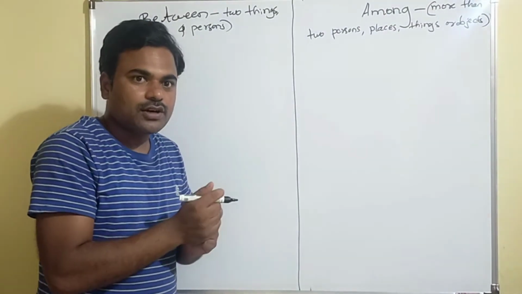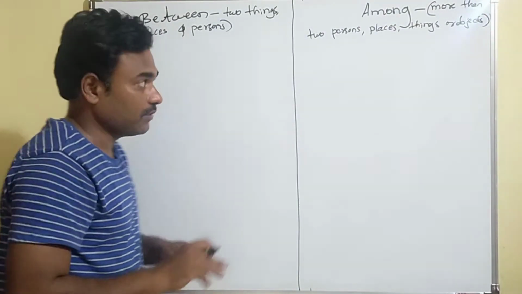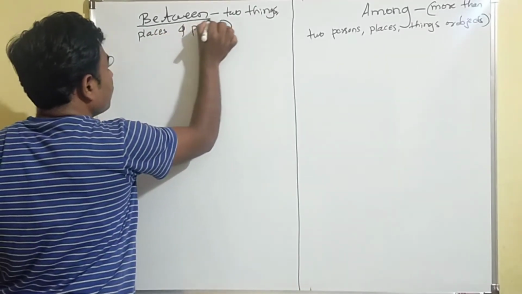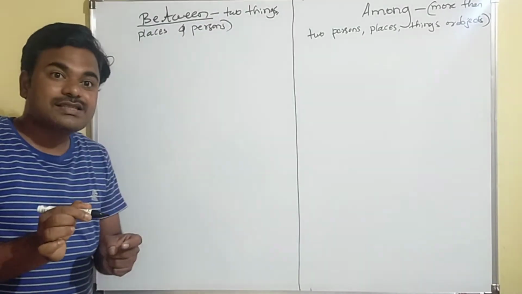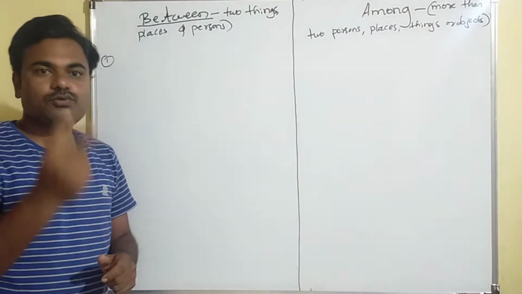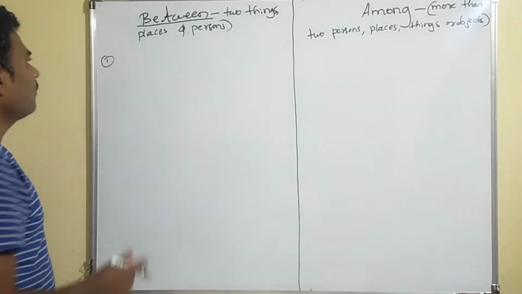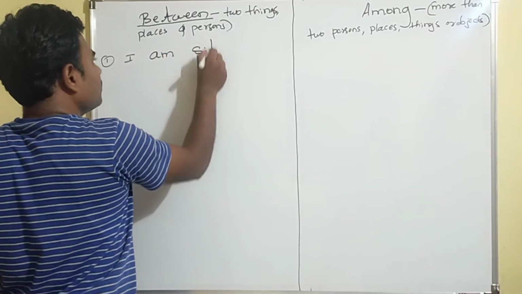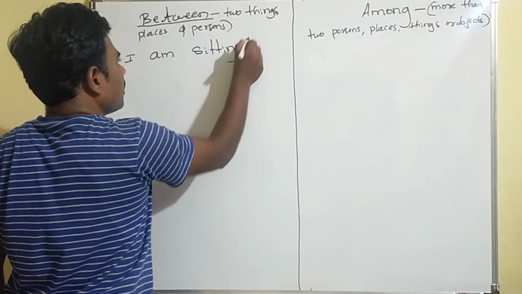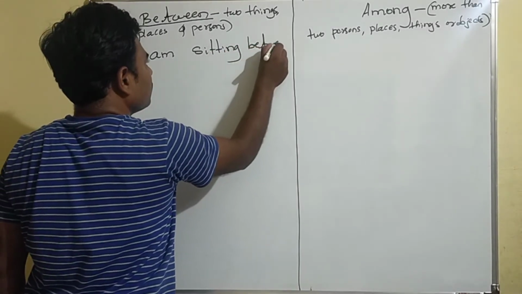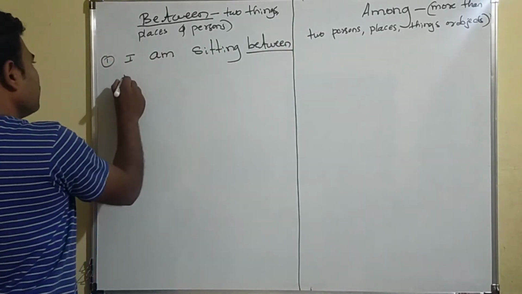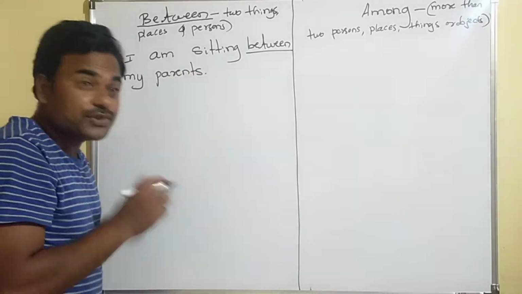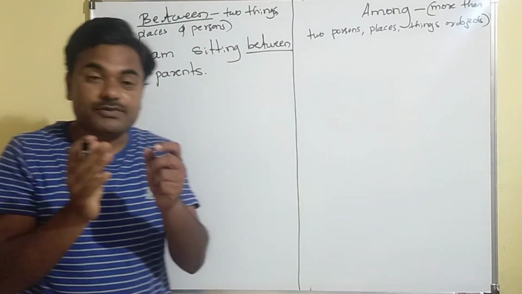So let me clear you by writing some examples. You can clearly understand when I write some examples on the board. When we talk about a thing that is amidst two things, only two things, that time we use between. For example, I am sitting between my parents. Between, it's the middle. I'm sitting between my parents.